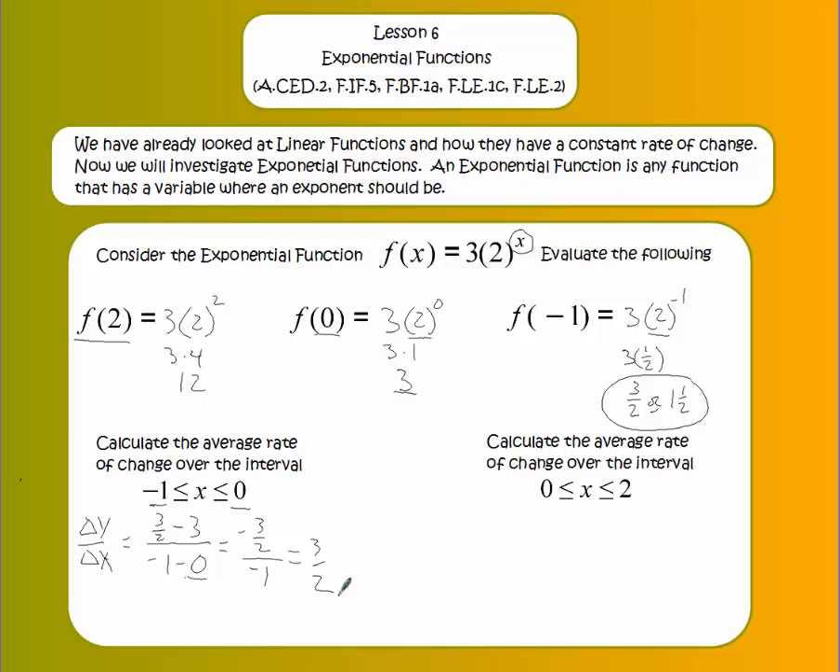Now let's calculate the average rate of change over the interval from 0 to 2. So again I have the change in y over the change in x. So how are the x values changing? They're changing from 0 to 2, so 0 minus 2. And when x is 0, y was 3. And when x is 2, y is 12, up here. So this tells me I have negative 9 over negative 2, or I have a positive 4 1/2.